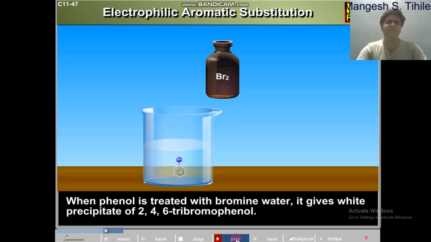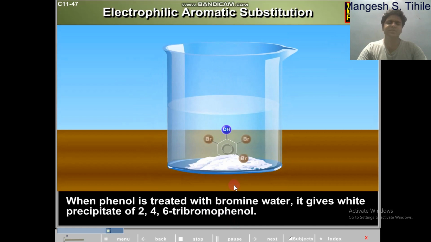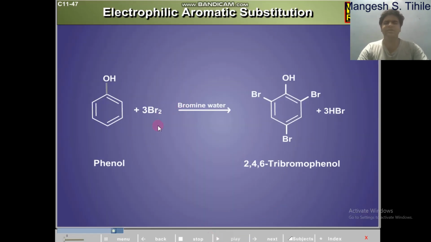If we do the reaction of phenol with bromine in water, we get 2,4,6 tribromophenol. Now here it is the reaction. The reaction of phenol with 3 moles of bromine in water, then 2,4,6 tribromophenol will form, and the byproduct is 3HBr. You people write down this reaction in your notebook.